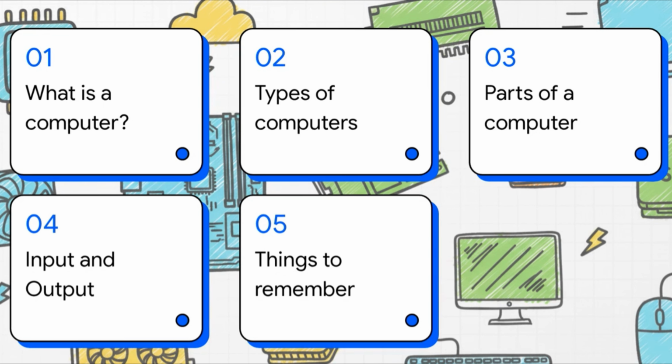Okay, let's dive into this. Here is our agenda for today. First, what exactly is a computer? Second, various types of computers. Third, the main parts of a computer. Fourth, input and output. And finally, some key things to remember.